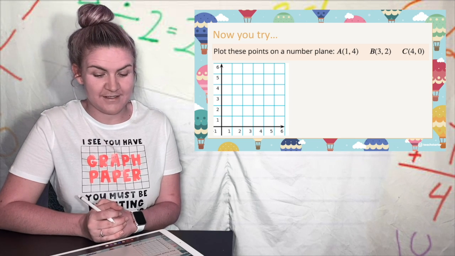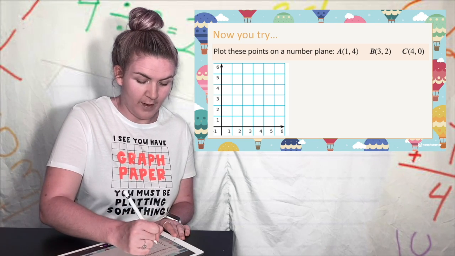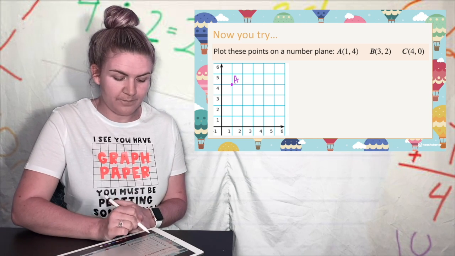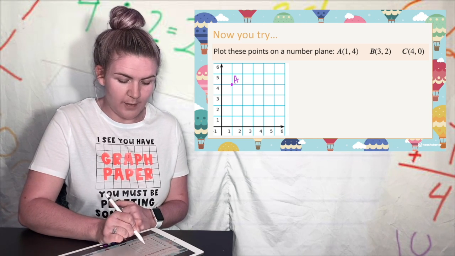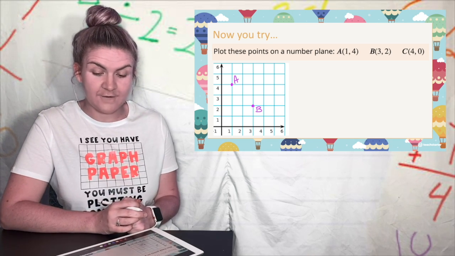Let's check your answers. A is 1, 4, so I'm going 1 to the right and 4 up. That's A. B is 3, 2, 3 to the right and 2 up. B. And lastly, C is 4, 0.